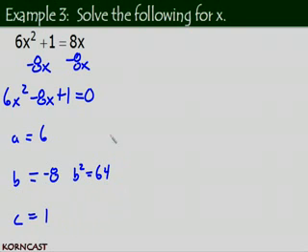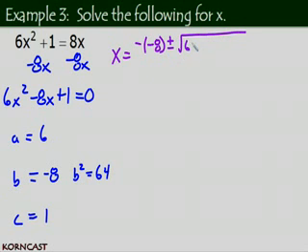Now to substitute those values into my quadratic formula, leaving me with x equals negative b, which is the same thing as saying negative times b, so negative times negative 8, plus or minus the square root of 64, minus 4, times a, which is 6, times c, which is 1, all over 2 times a, or 2 times 6.